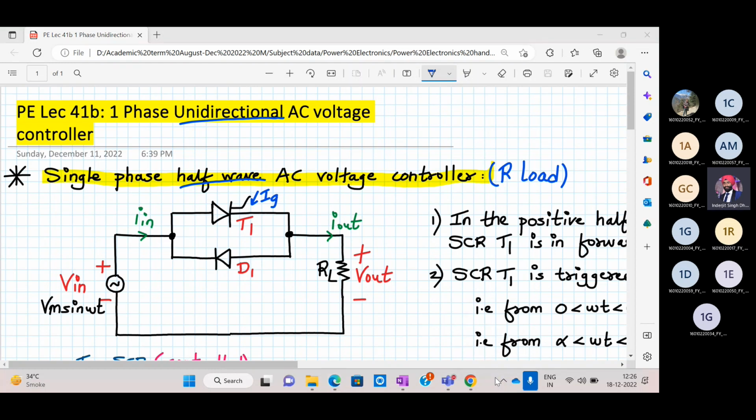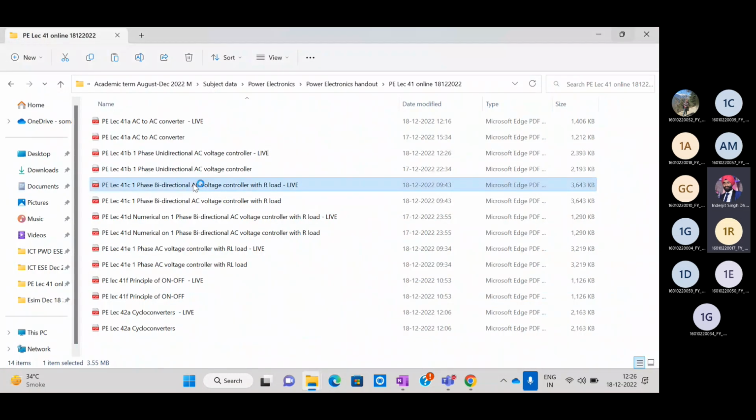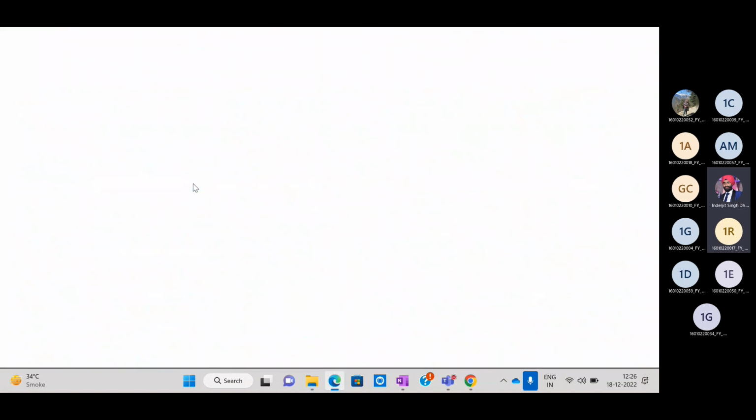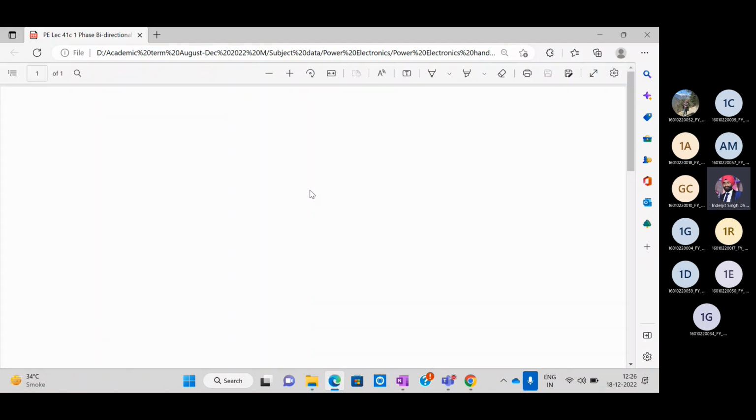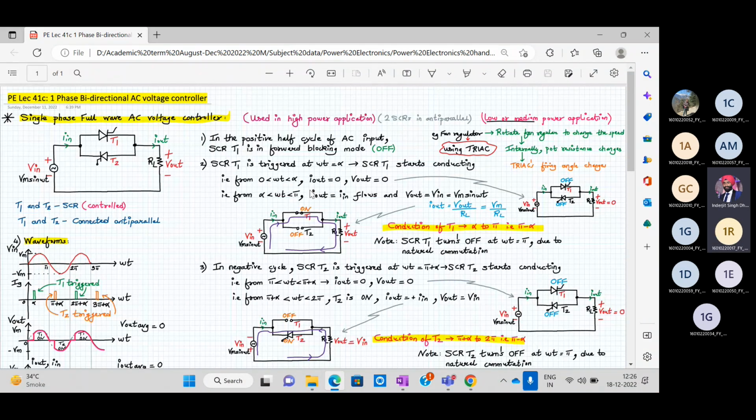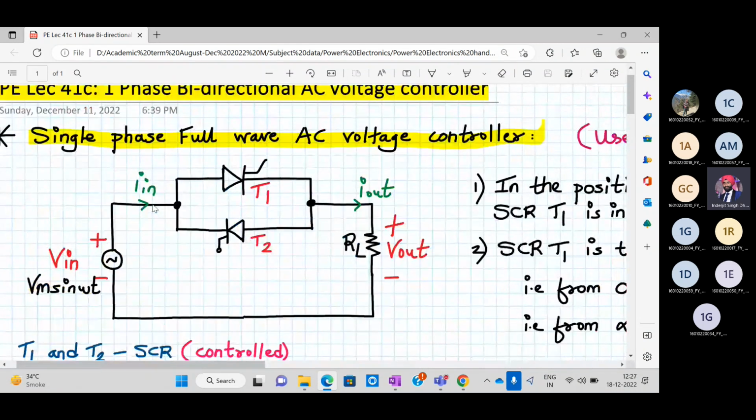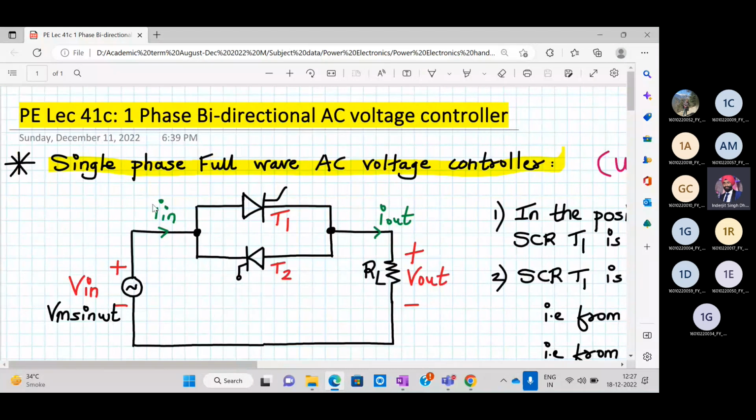No, sir. Please let me know quickly. Okay, very good. So basically the waveforms will be the same, right? V out, IG, I out, and VM by R, right? Now concentrate on this. This is more important. That one was just explaining the concept of AC voltage controller.